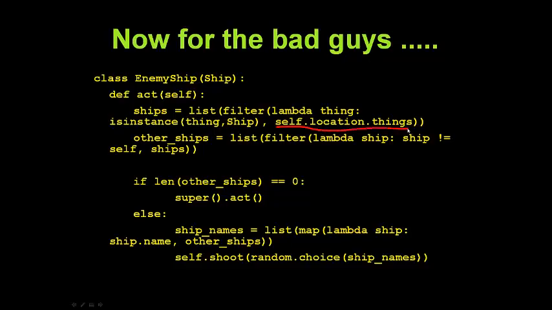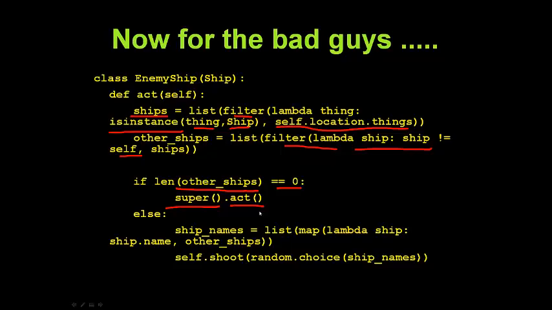self.location.things. So it checks what are the things in the current location. It will filter out all the instances of things that are ships. Now you will filter out also the ship that is yourself, because you don't want to shoot yourself. If there are no other ships in the vicinity, meaning the length of other ships is 0, then you call the superclass act.